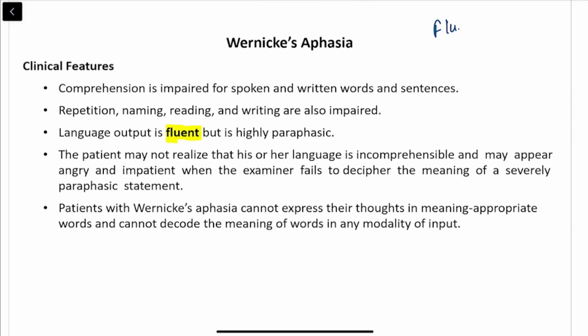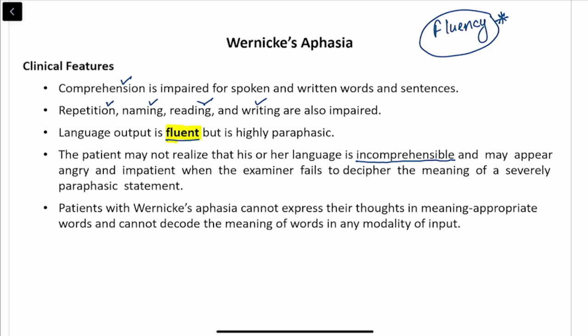Fluency is maintained. The speech is fluent, but the patient is not able to comprehend, not able to repeat, not able to name things, not able to read, not able to write. But he is fluent, he will speak incomprehensible words. That is what is written here. He will appear angry and impatient when the examiner fails to decipher the meaning of a severely paraphasic statement.